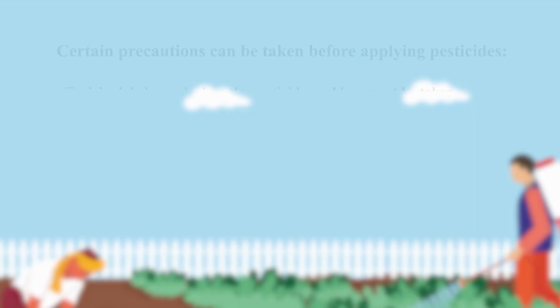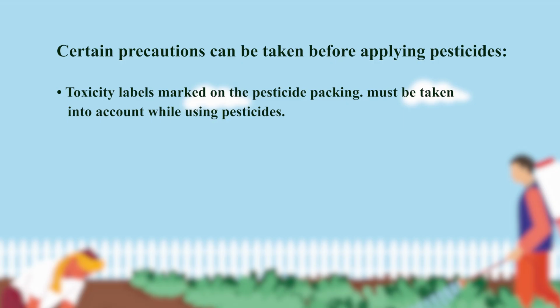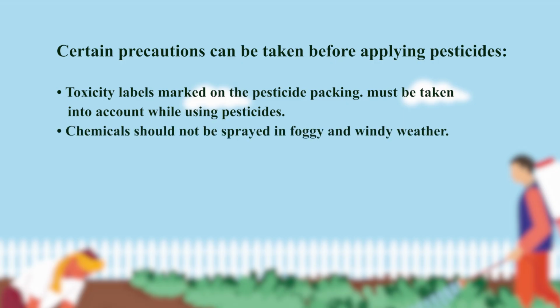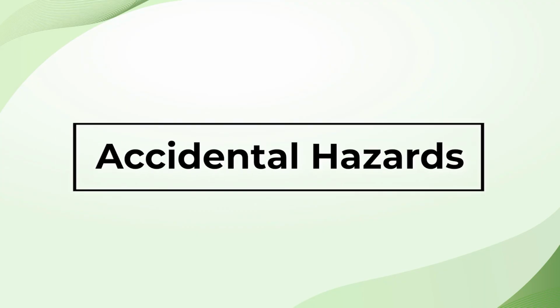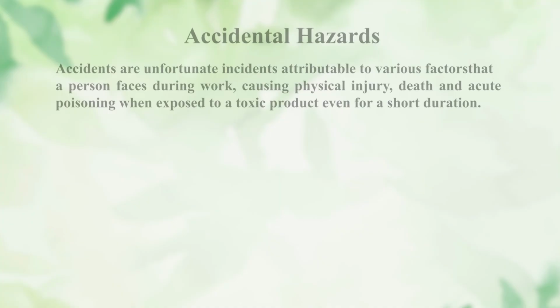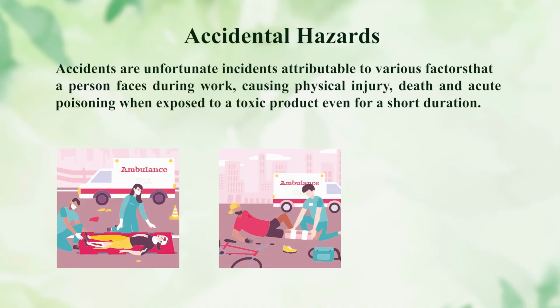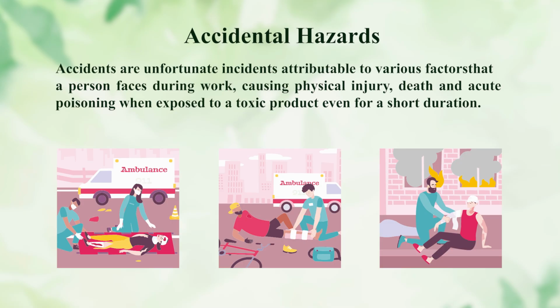Students, certain precautions can be taken before applying pesticides. Toxicity labels marked on the pesticide packing must be taken into account while using pesticides. Chemicals should not be sprayed in foggy and windy weather. A person spraying chemicals should not have an open injury on his or her body. Fourth, accidental hazards. Accidents are unfortunate incidents attributable to various factors that a person faces during work, causing physical injury, death and acute poisoning when exposed to a toxic product, even for a very short duration.